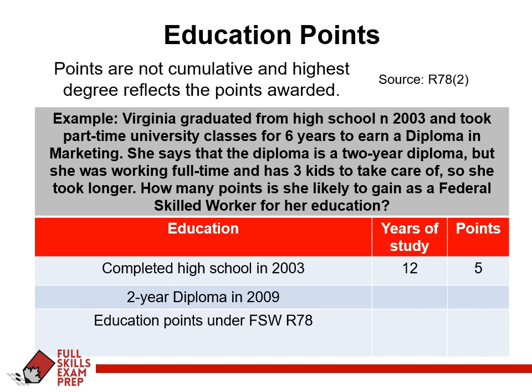So as a first step, you can see that she completed her high school in 2003. You would assume that that's about 12 years of study. And that is 5 points in the Federal Skilled Worker Program. When you see something like this as well, you should be pretty happy because you know that in terms of education anyways, she meets the minimum requirements of the Federal Skilled Worker with education. So you'd have to explore, of course, work experience and language to see if she meets the complete minimum qualifications for the Federal Skilled Worker Program. But in terms of education, you know that she's set.